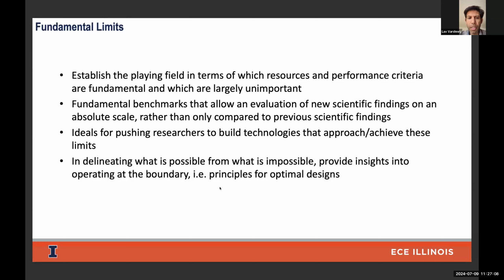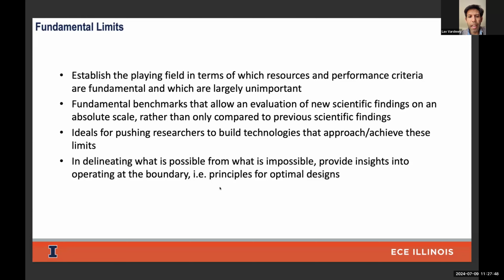Secondly, fundamental limits allow us to establish fundamental benchmarks in terms of evaluating progress. It allows us to have an absolute scale rather than only compared to previous scientific findings. It seems to me that it's much better to say that you're within 0.00045 dB of the best possible thing you could ever come up with, no matter how much cleverness the engineer or the AI is applying, rather than just saying it's twice as good as what the other guy did last year. Right. And so these fundamental benchmarks on an absolute scale are a second key thing that come out of fundamental limits.